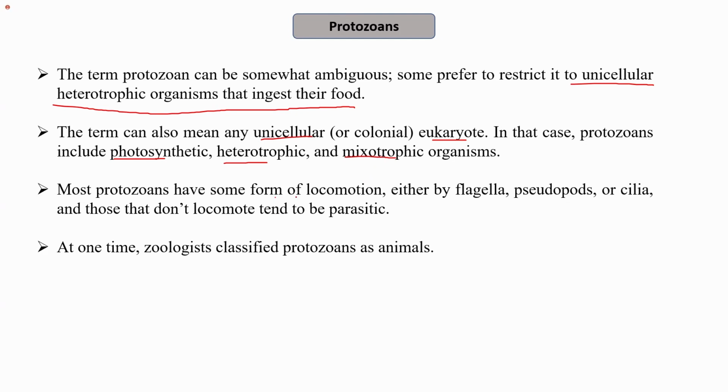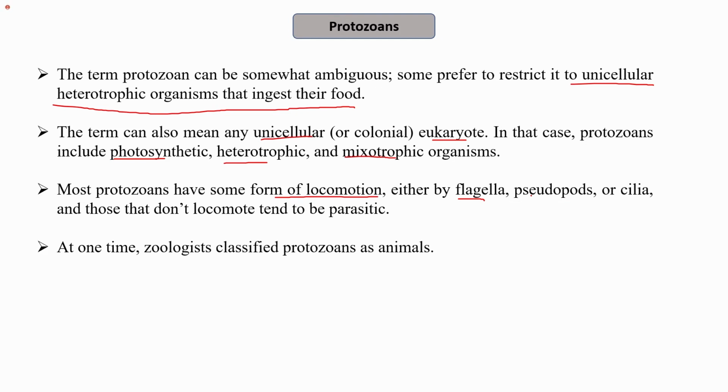Most protozoans have some form of locomotion, so they have well-developed locomotory appendages, like flagella, pseudopodia, and cilia, and those that don't locomote tend to be parasitic. So basically, they can be both motile as well as immotile. For locomotion, they can have flagella, pseudopodia or cilia, while if they do not have the tendency to locomote, they tend to be parasitic.